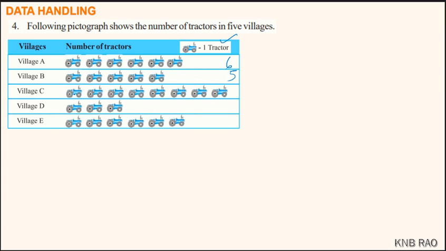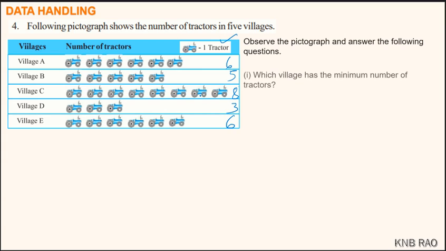In village C, I have 1, 2, 3, 4, 5, 6, 7, 8, so 8 tractors. In village D, only 3 tractors, and in village E, I have 6 tractors. So once I see the pictograph, I can count the numbers and keep them ready, and it's easy here because full figures are there. Observe the pictograph and answer the following questions.